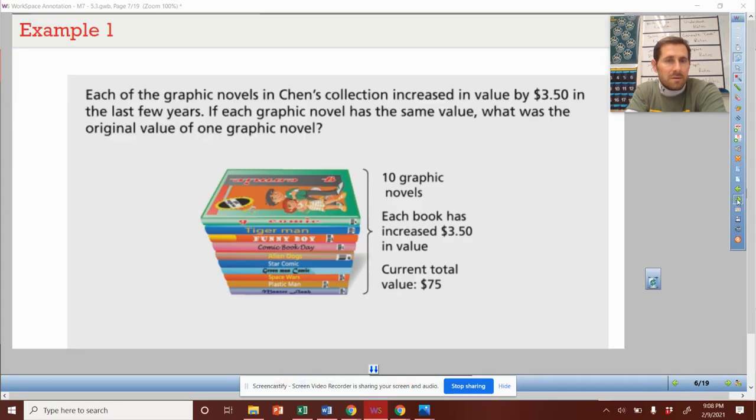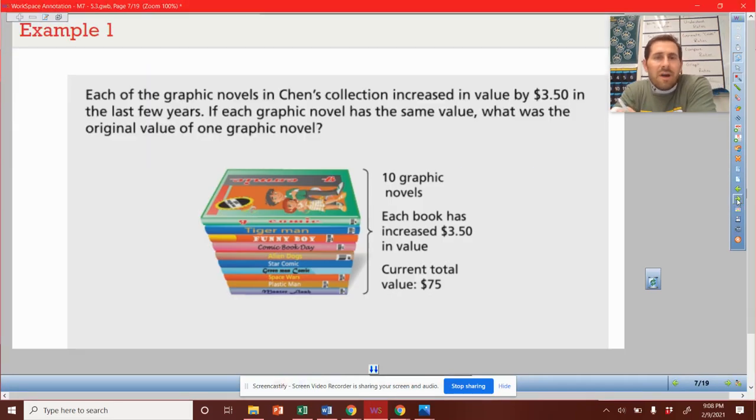Number one, each of the graphic novels in Shen's collection increased in value by $3.50 in the last few years. If each graphic novel has the same value, what was the original value of one graphic novel? So we have to kind of read.